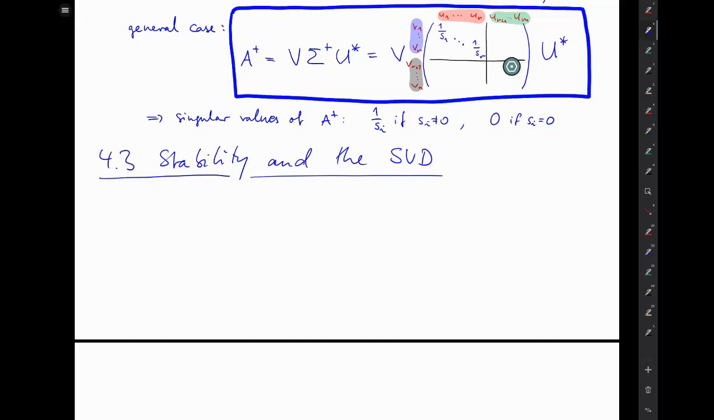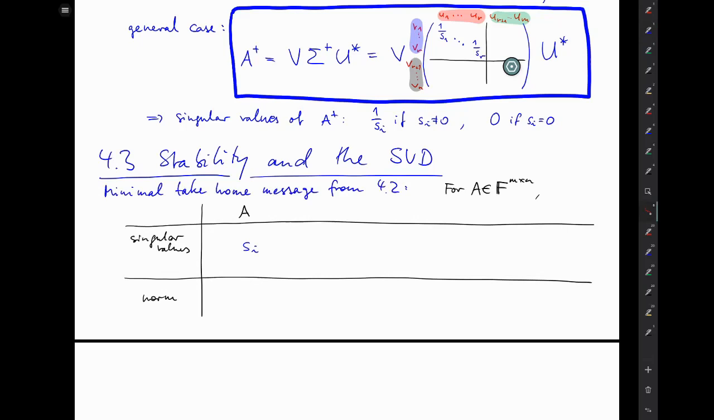Section 4.3 is called stability and the singular value decomposition. But before we start with stability, let me summarize my minimal take-home message from section 4.2. So if A is an m by n matrix with real or complex entries, then we can talk about the singular values of A. And these are non-negative real numbers, and we usually denote them by s_i, where i is running from 1 to m or n, whichever is smaller.